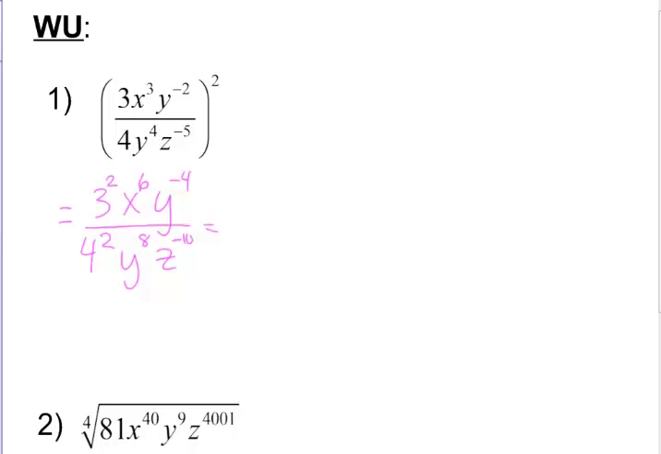Okay. So the next, 3 to the second is 9, x to the 6. Now since my y has a negative 4 power, I'm going to move it to the bottom and make it positive. So y to the positive 4 on bottom. Then I have 4 squared, which is 16, y to the 8, z to the negative 10. So since this 10 is negative, I'm going to move that up to the top and make it positive. So z to the positive 10.